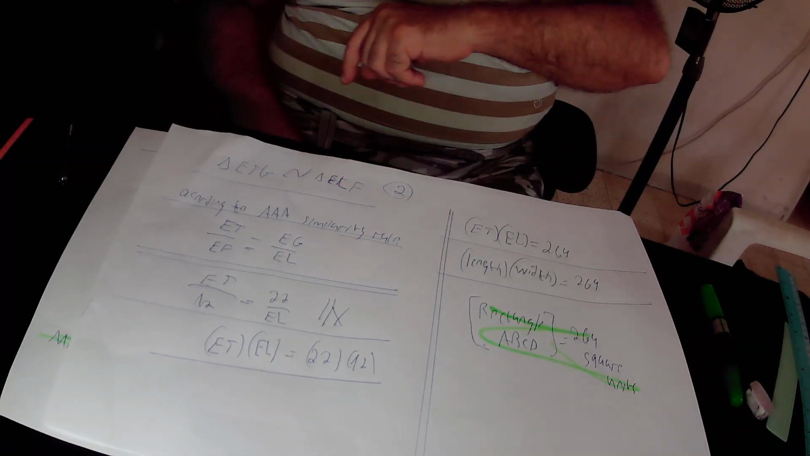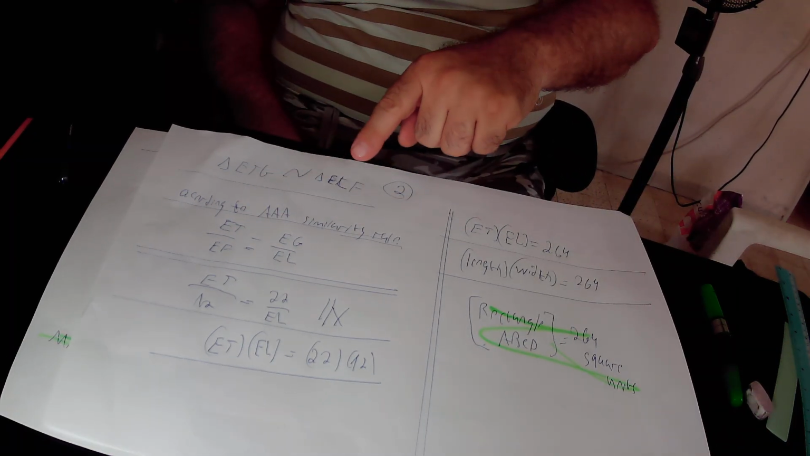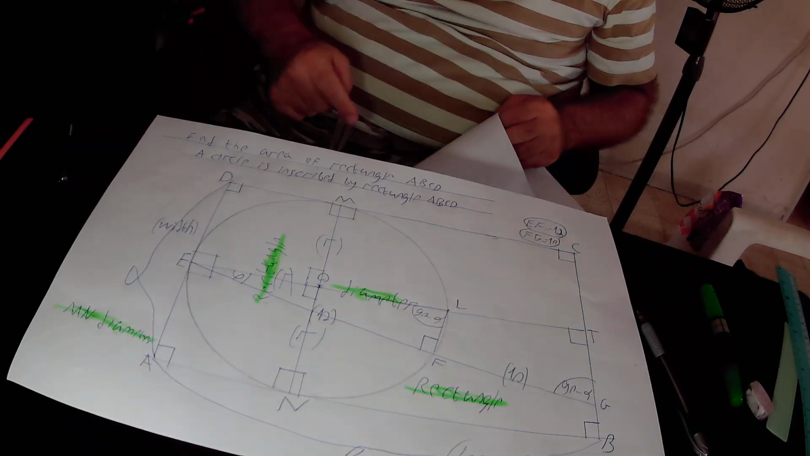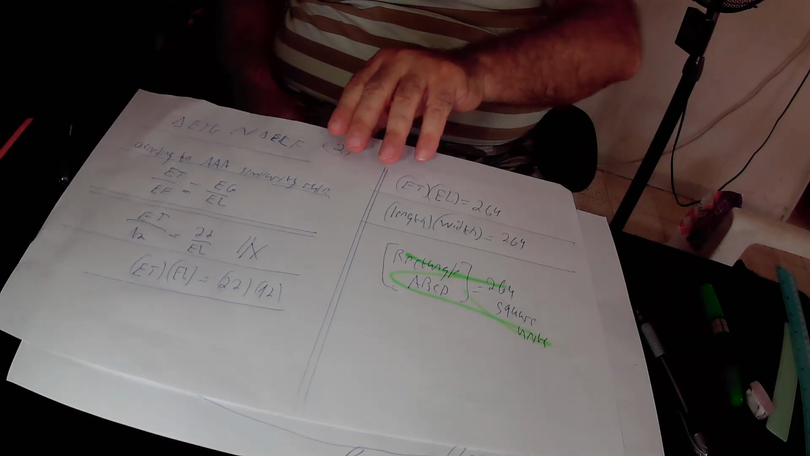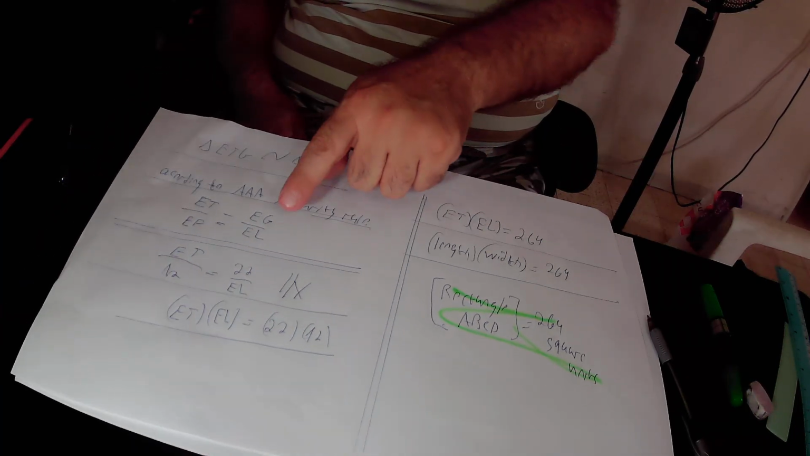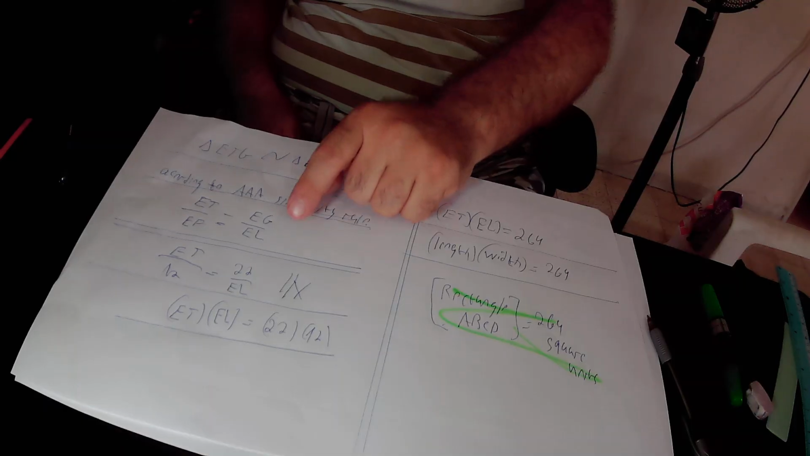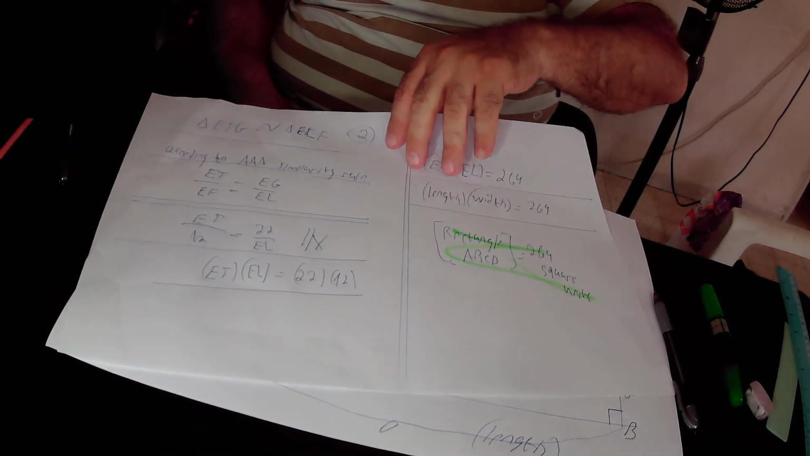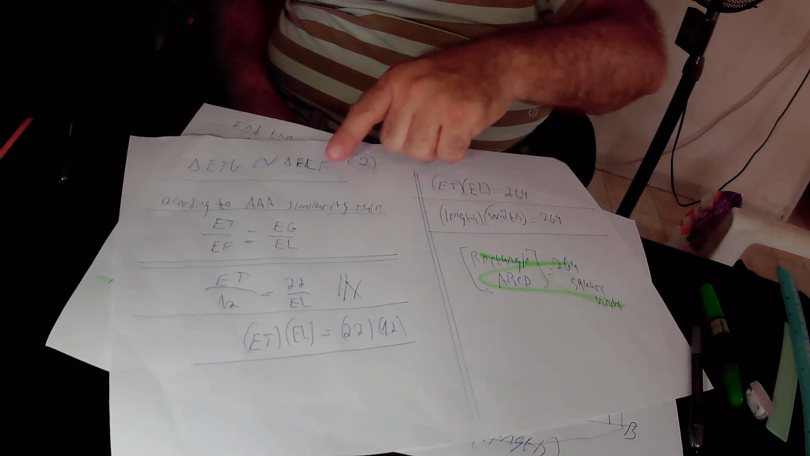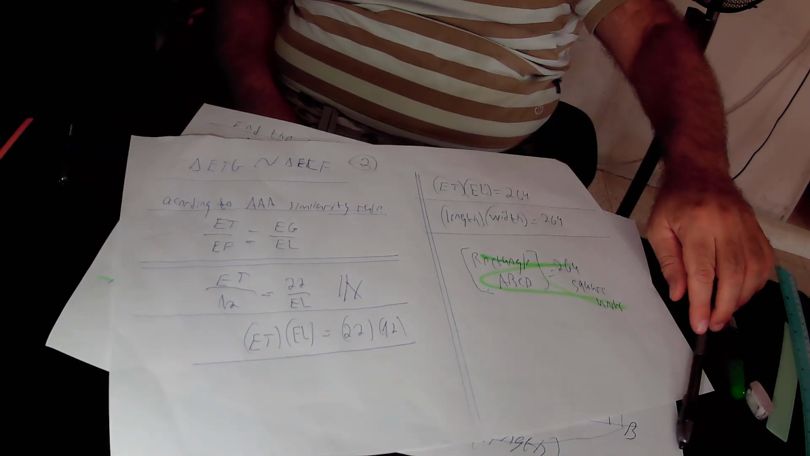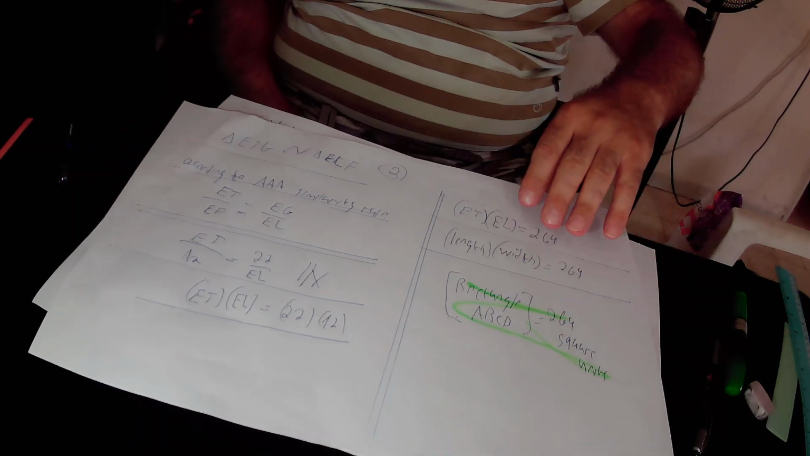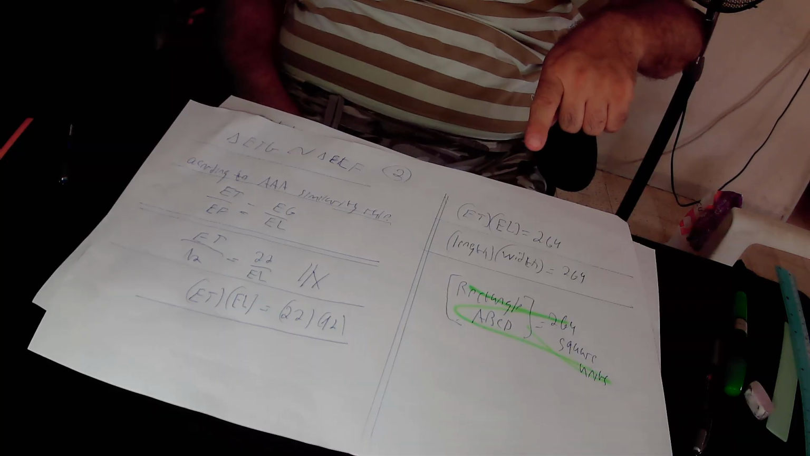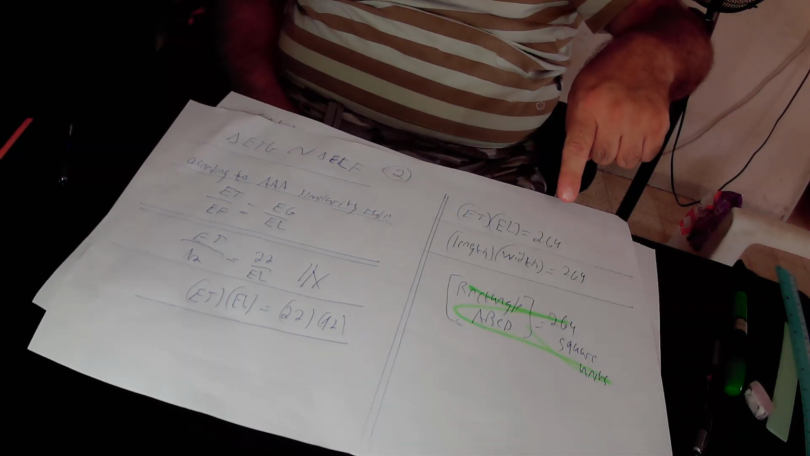ET is the missing side, so we leave it as it is. EF is 12, and EG is 22 because it is 12 plus 10, that is 22. EL is the missing side, so we leave it as it is. So in total, we find that ET over 12 equals 22 over EL. Here we cross multiply this equation and find that ET times EL equals 22 times 12. So ET times EL equals 22 times 12, which is 264.